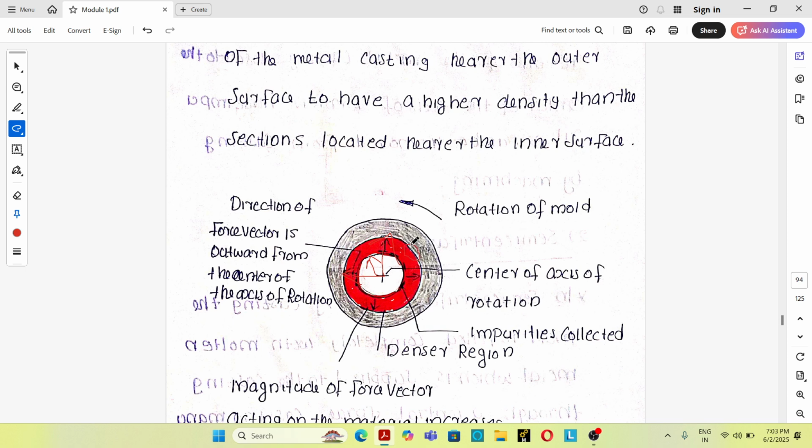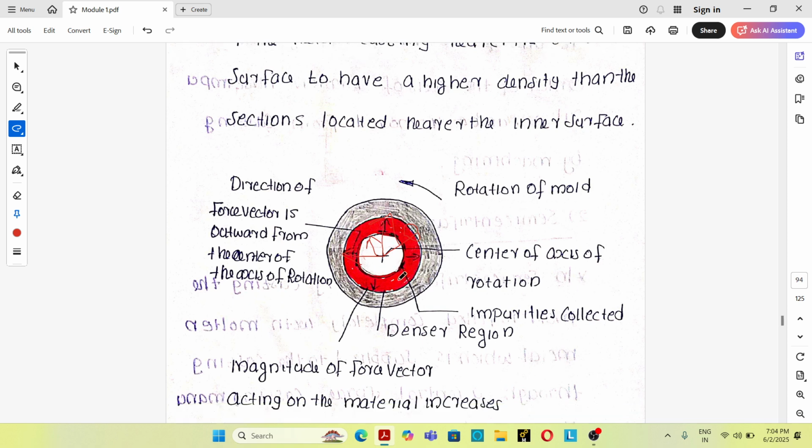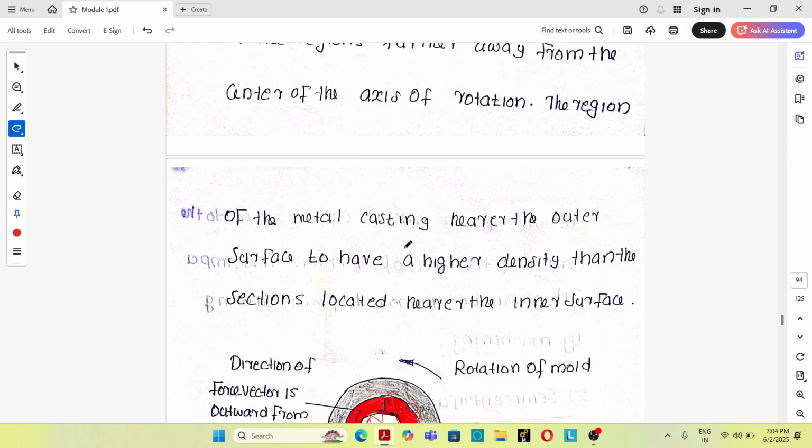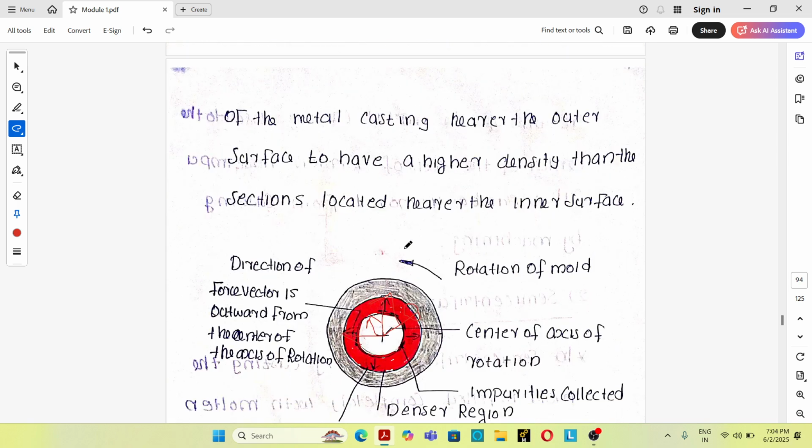Here, a large amount of centripetal force acts because the distance from the axis of rotation is large. The impurities have less density, so they will always accumulate nearer to the axis of rotation in this region. That can be removed by further grinding or any other machining operation. So this is the case of true centrifugal casting.